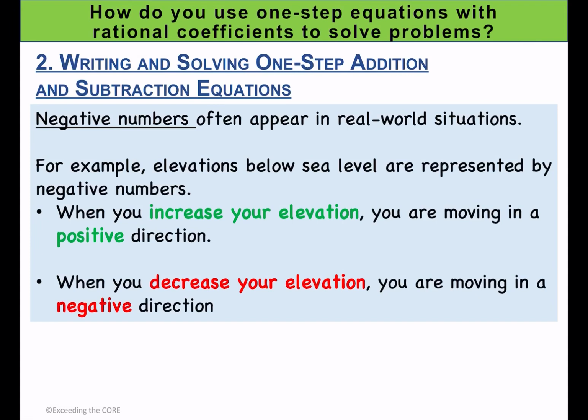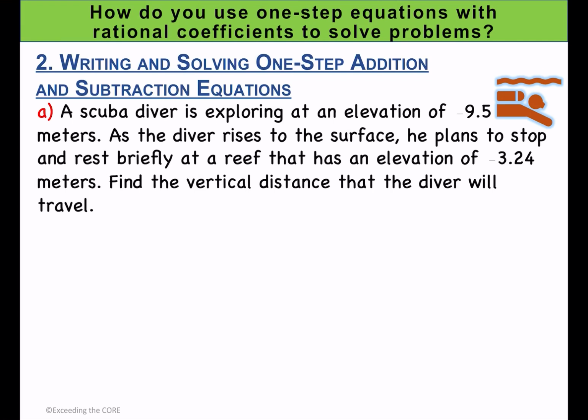Okay, so two, writing and solving one-step addition and subtraction equations. Negative numbers often appear in real-world situations. For example, elevations below sea level are represented by negative numbers. When you increase your elevation, you are moving in a positive direction. When you decrease your elevation, you're moving in a negative direction. So let's look at this example. A scuba diver is exploring at an elevation of negative 9.5 meters. As the diver rises to the surface, he plans to stop and rest briefly at a reef that has an elevation of negative 3.24 meters. Find the vertical distance that the diver will travel.